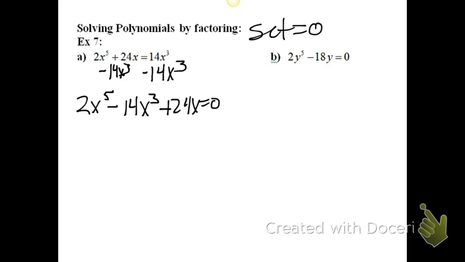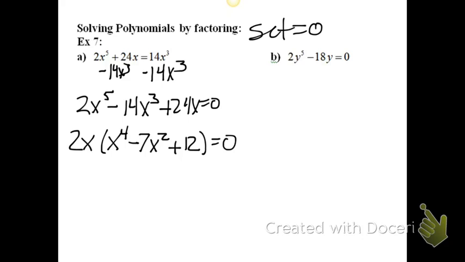Now I look for a GCF. I know I can pull out a 2 and an x out of all these terms, leaving behind an x to the 4th minus 7x squared plus 12. And that's equal to 0. Now guys, I think this matches quadratic form.